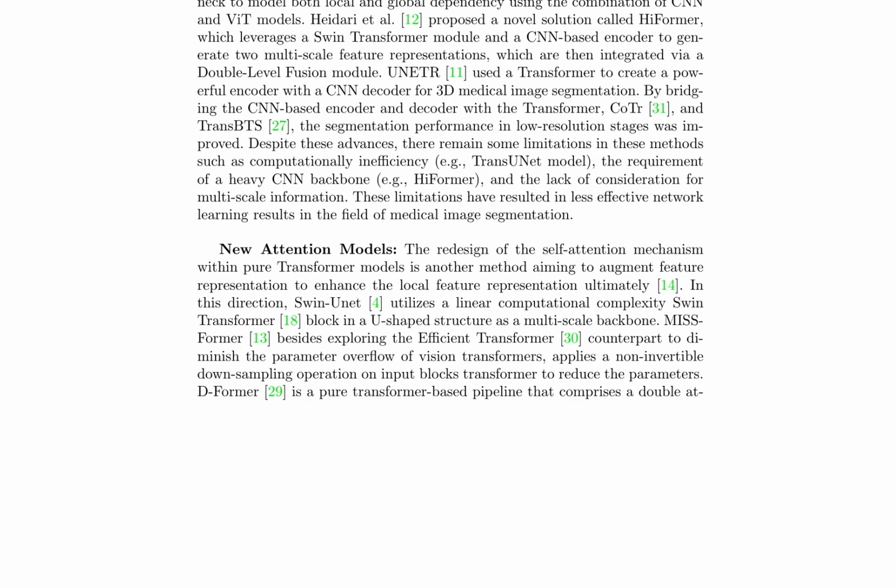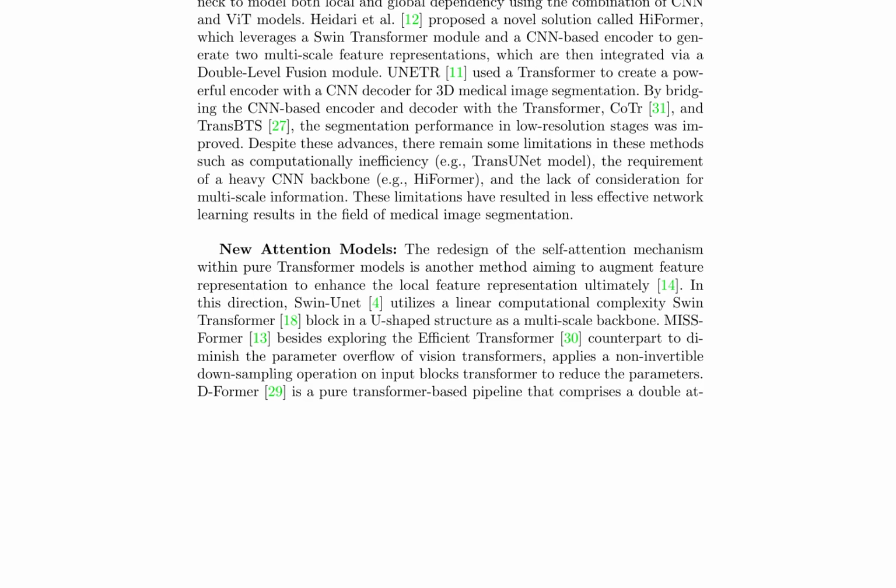Other approaches involve redesigning the self-attention mechanism within pure transformer models to enhance local feature representation. Swin-U-Net utilizes a linear computational complexity Swin transformer block in a U-shaped structure as a multi-scale backbone, while MISSFormer applies a non-invertible downsampling operation on input blocks to reduce parameters. D-Former is a pure transformer-based pipeline that comprises a double attention mechanism to enhance local feature representation.